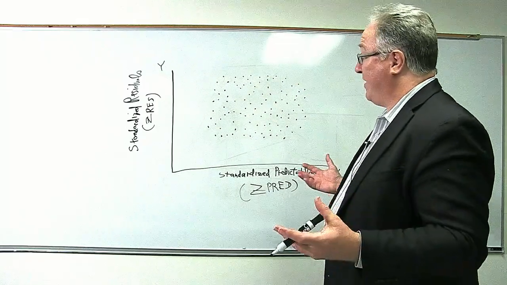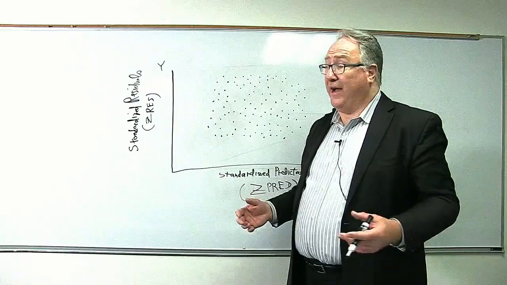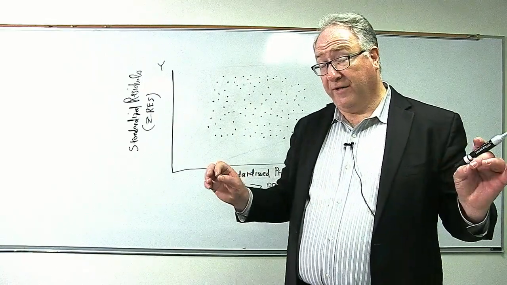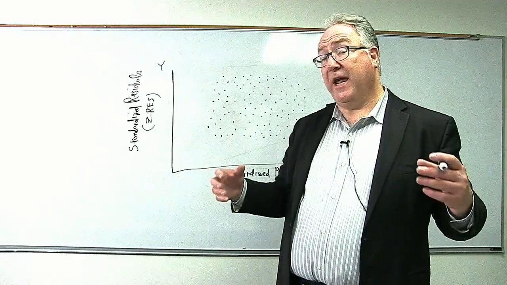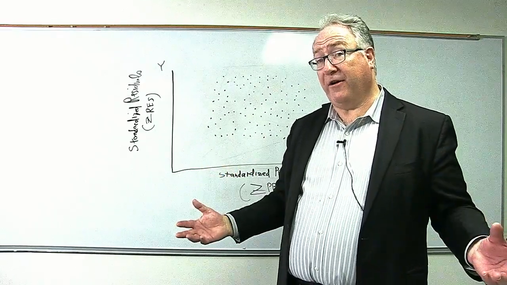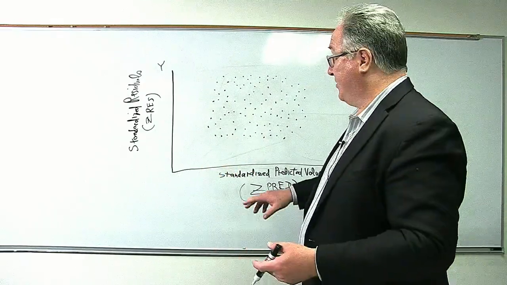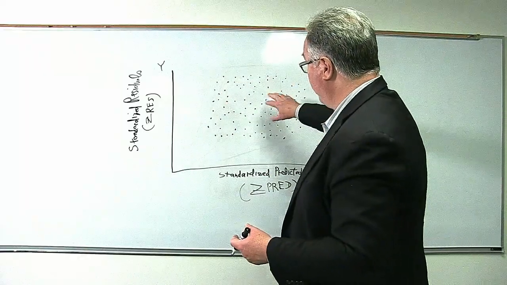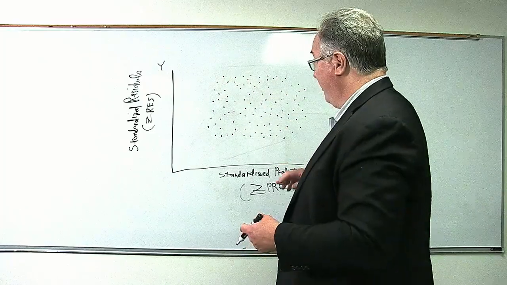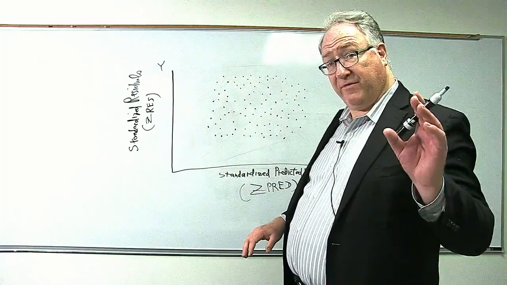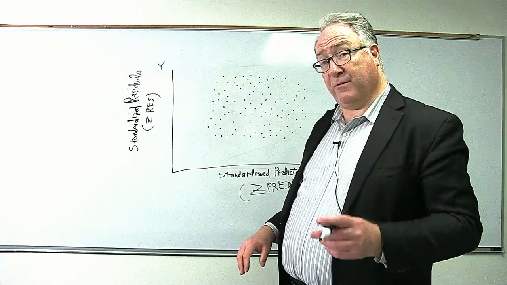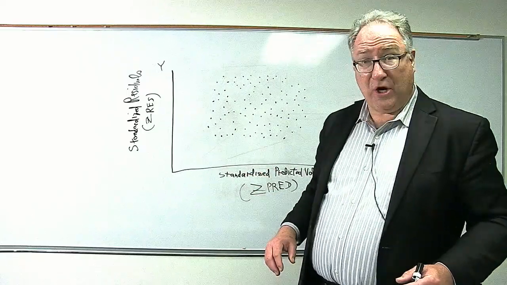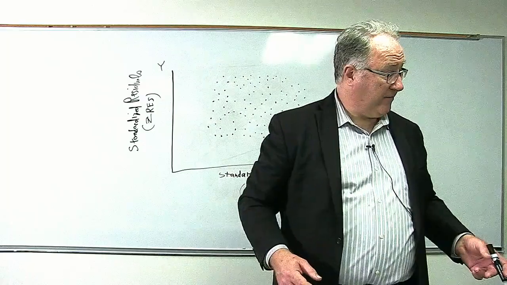And if you see a random pattern of dots, then what that means is that you have met both the assumption of homoscedasticity and the assumption of linearity. All right? So you see a random pattern of these dots, no particular form or shape to them. You've met both assumptions, the assumption of homoscedasticity and the assumption of linearity. Okay, but maybe you won't see that random pattern of dots.